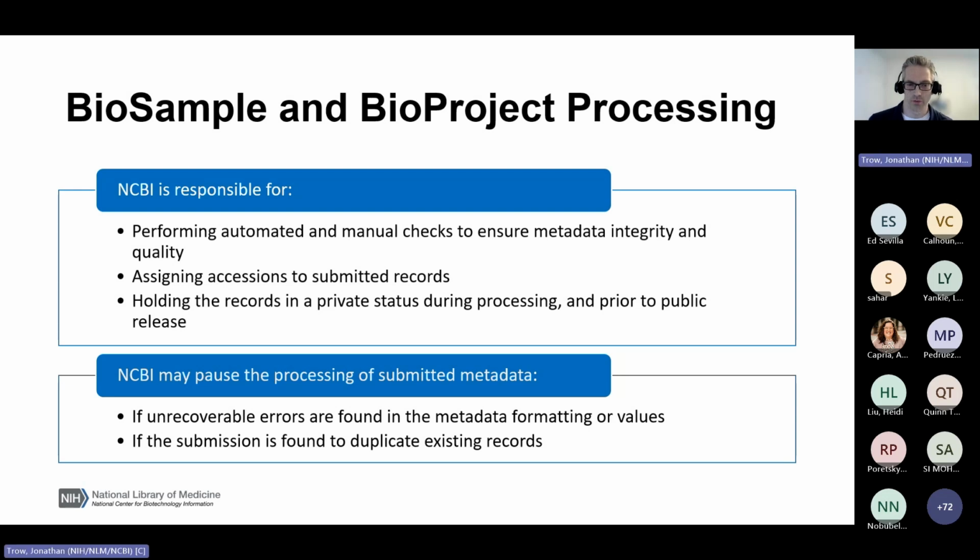We might halt processing of your submitted metadata records for various reasons. One is that if we find unrecoverable errors in the metadata formatting or values while we're checking it, it might go into an error state that will halt it from processing. And in those cases, we may contact you to ask for clarification or to make updates to it. Or we may also halt processing if the submission is found to duplicate existing records. We don't want the same records, either sequence or metadata, being submitted multiple times. The hope is that each accession will be specific and unique. So if we find duplicates, we'll generally flag that as an error and ask you to address that.